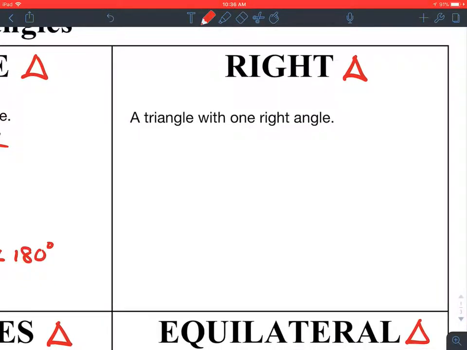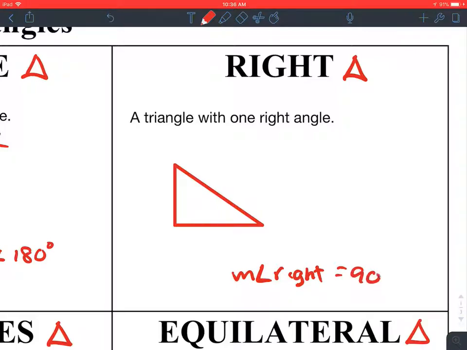A right triangle is a triangle with one right angle. A right angle means 90 degrees. And the symbol for 90 degrees, you can write 90 or you can put this little square in here.